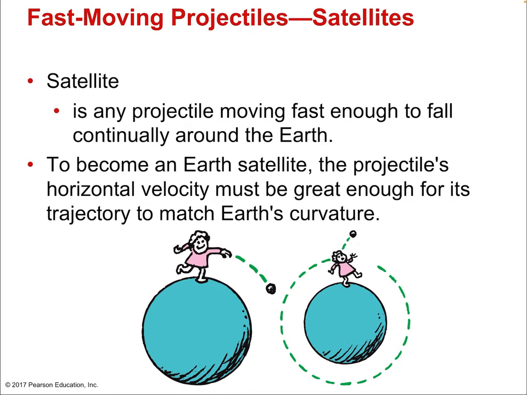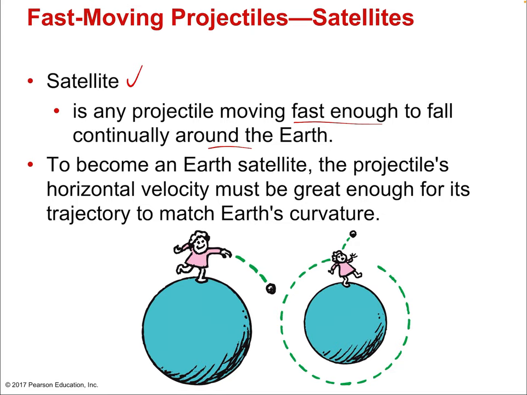But it's such a great way to tackle what can be a really tough concept. How do you balance something in satellite motion? Why don't satellites fall out of the heavens? Well, because they're just fast-moving projectiles. A satellite is any projectile moving fast enough to fall continually around Earth.